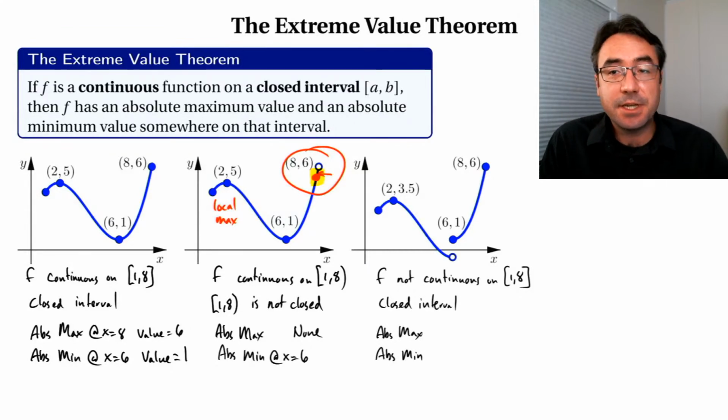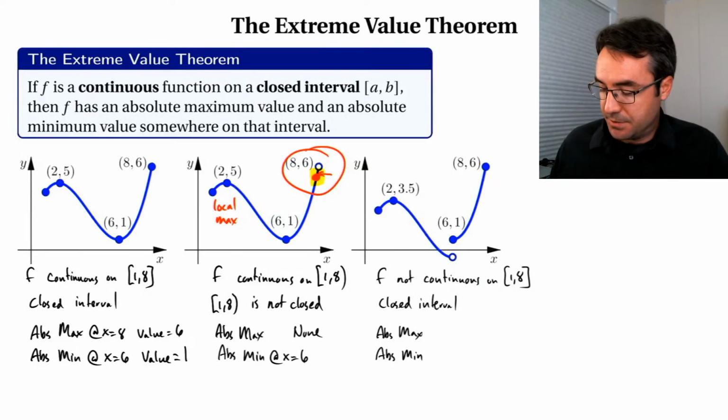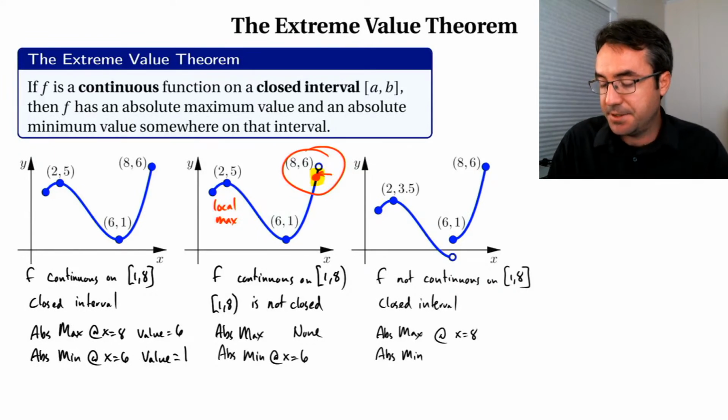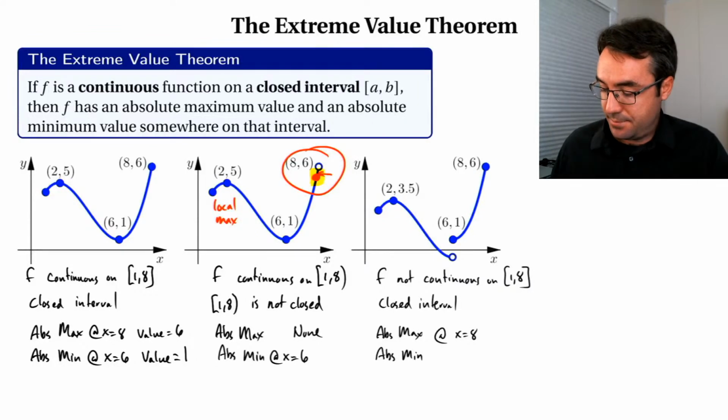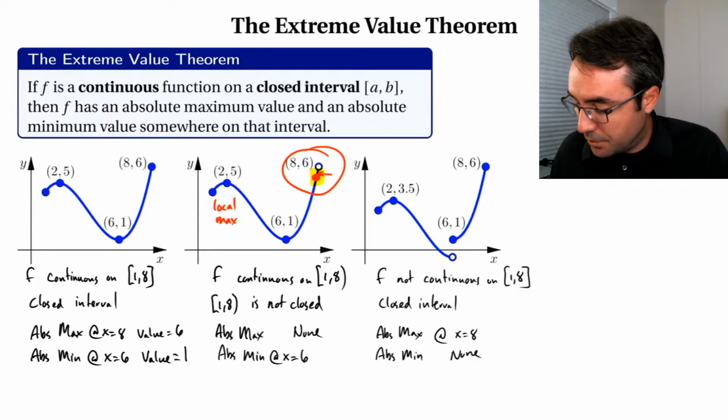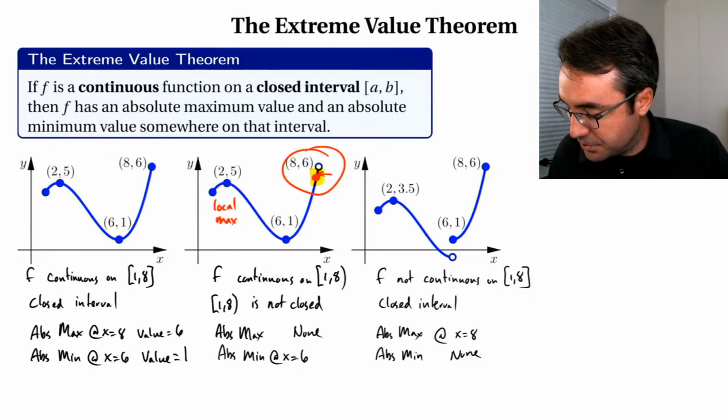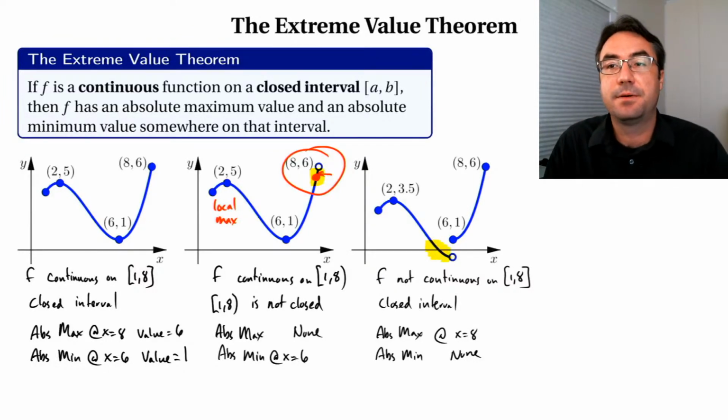Now in this case, it does have an absolute max. So the 0.86 is the highest point on our graph here. So we have an absolute max at x equals 8. But there's no absolute minimum. So the potential place for an absolute minimum would be right in here.